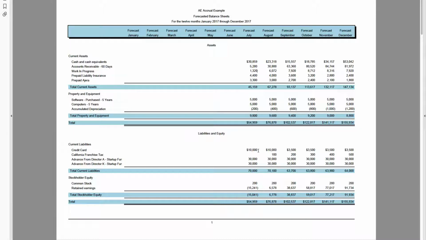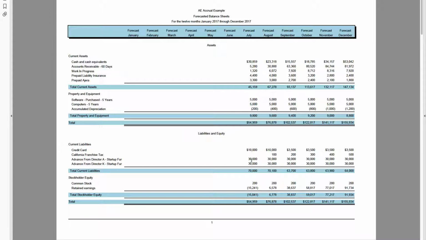The firm will have a credit card, and we are probably going to put all that software and the computers on a credit card right away, which would give us the $10,000 credit card balance. Over time, we'll pay down the credit card as it gets used. If the firm works from California, there's a minimum franchise tax that all firms have to pay, so we're going to start accruing, or saving up, for that tax bill.